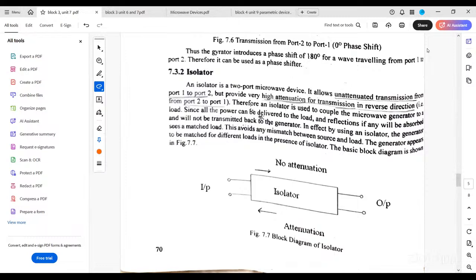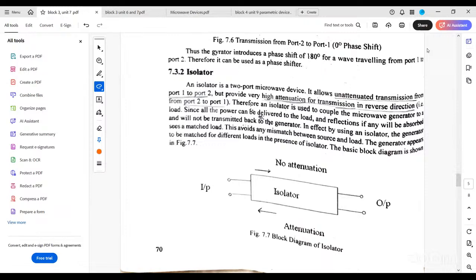Output to input, is there attenuation or not? What is the meaning of attenuation? Attenuation means gradual reduction in the strength of the signal beam. When the signal beam is reducing. This is the input signal, but when it comes to the output, what is happening? Signal strength is decreased.